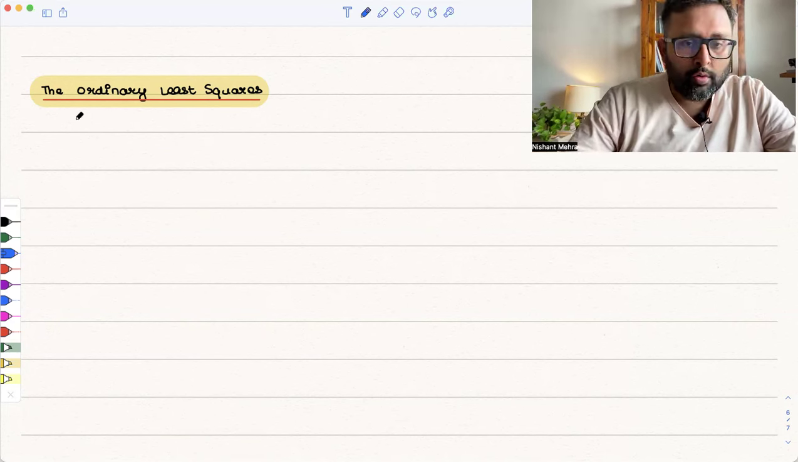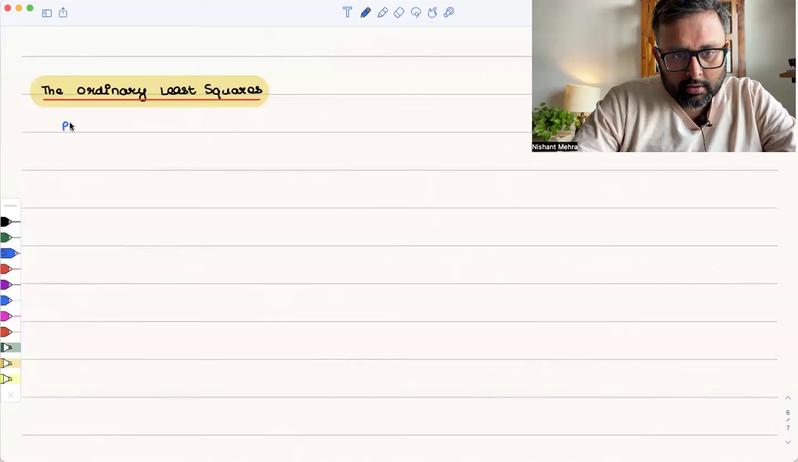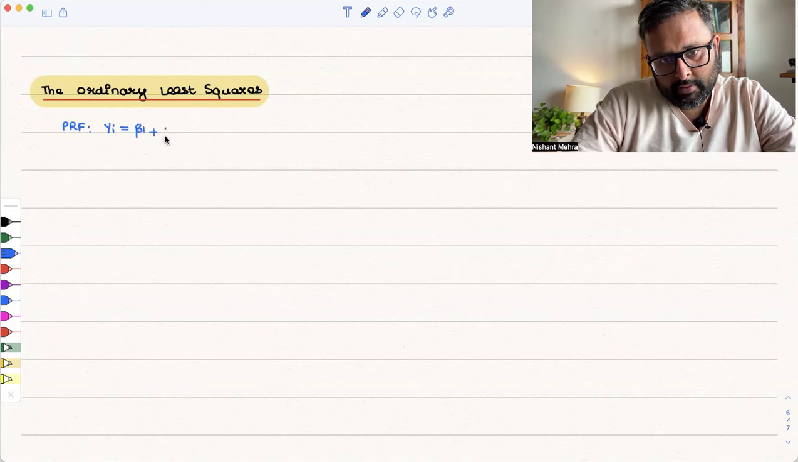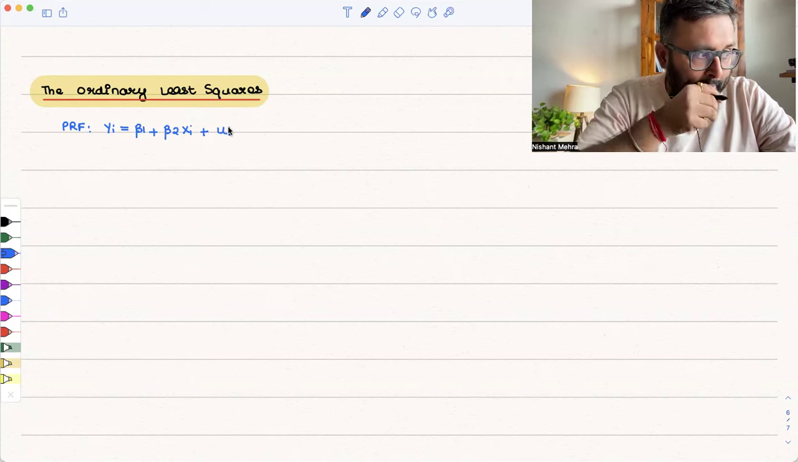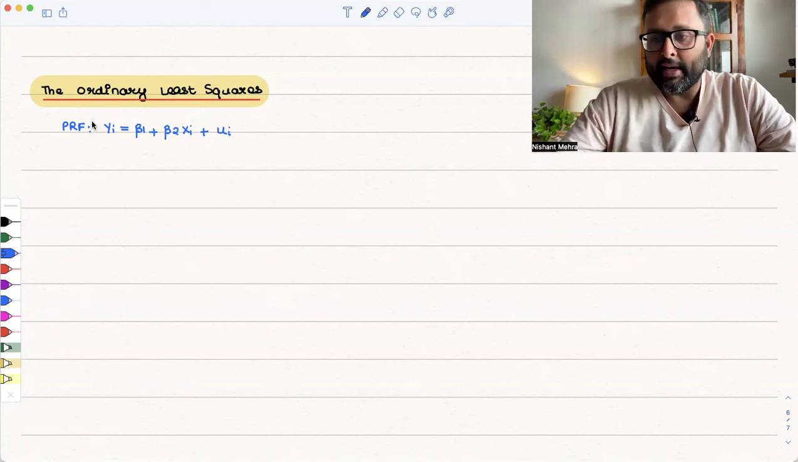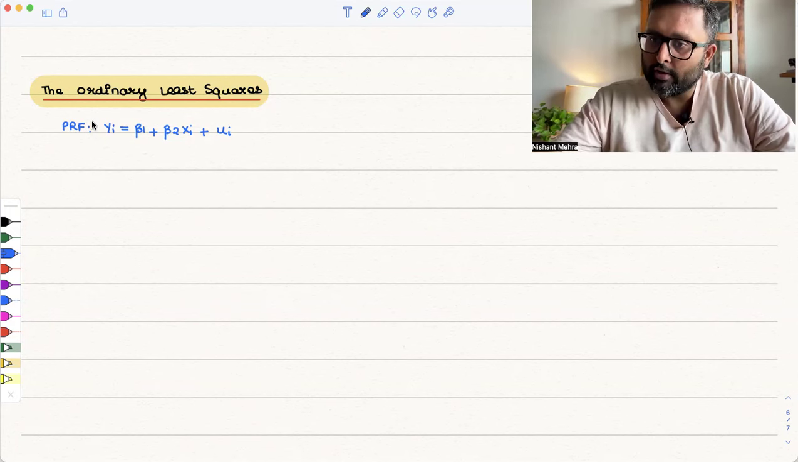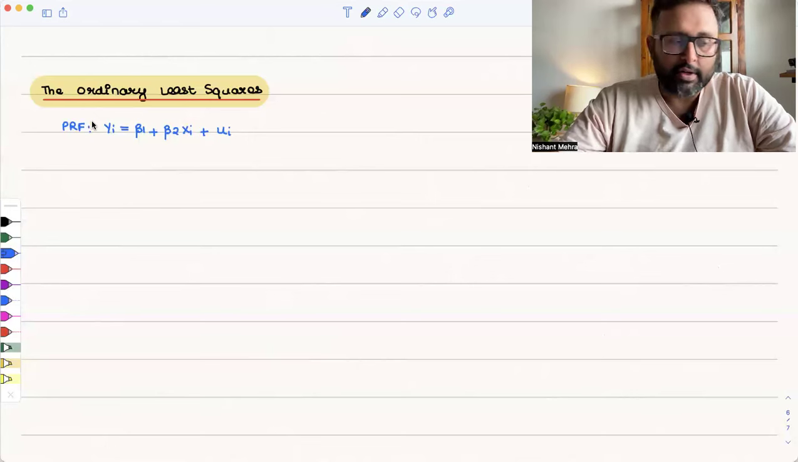So we'll start by writing the population regression function, which is yi equals beta 1 plus beta 2 xi plus ui. But note that this PRF is not directly observable. Do we have the entire population with us every time? No, we don't. So we have to use a sample and estimate it using a sample regression function.